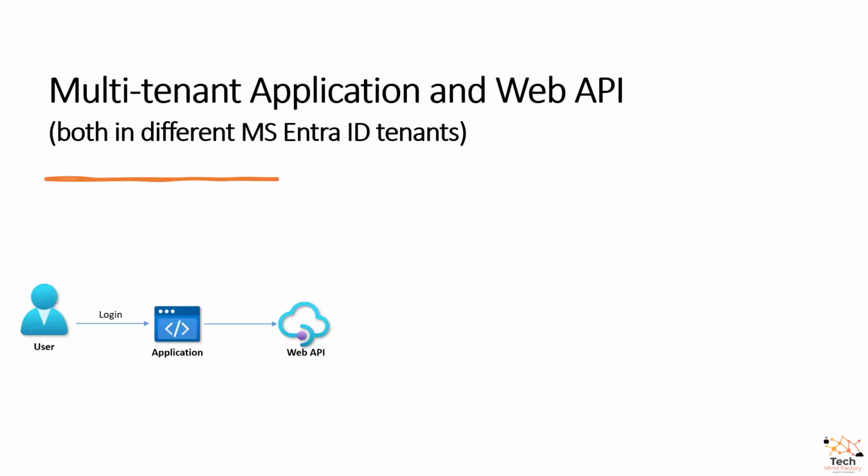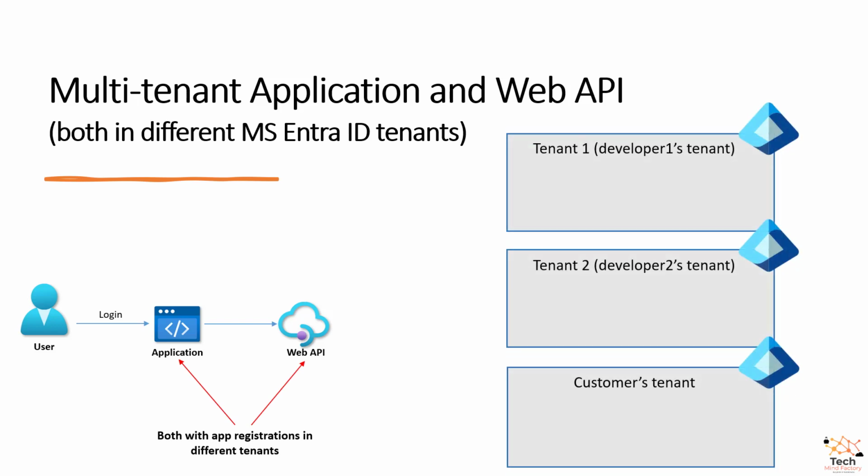Okay, so let's talk about one more scenario. This one is rare, but still possible. We have a multi-tenant application and API, but both in different Microsoft Entra ID tenants. The application would like to call the web API. Now both app registrations exist in two different tenants. Let's start with this diagram here. We have three Entra ID tenants: tenant 1, developer 1's tenant; tenant 2, developer 2's tenant; and the customer's tenant.